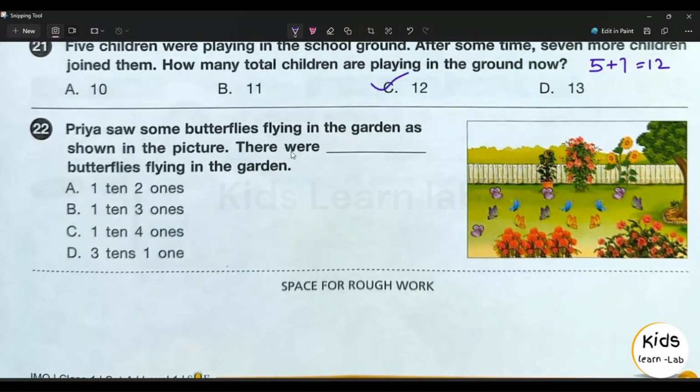22nd question, Priya saw some butterflies flying in the garden as shown in the picture. There were dash butterflies flying in the garden. 1, 2, 3, 4, 5, 6, 7, 8, 9, 10, 11, 12, 13. So 1 ten, 3 ones is the right answer. 13 is equal to 10 plus 3. Option B, 1 ten 3 ones is the right answer, children.